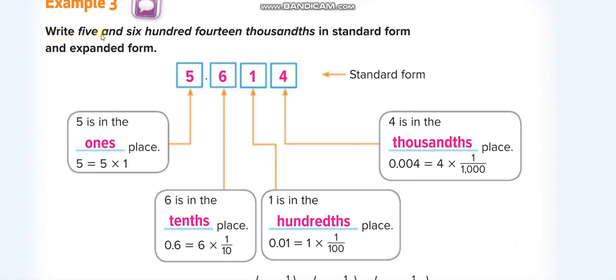Write 5 and decimal point 614, 614 thousandths. Why thousandths? Because the third digit is the thousandths place. Ones, tenths, hundredths, and thousandths with THS. Okay. So this 4 is thousandths, 1 is hundredths, 6 is tenths, and 5 is ones.